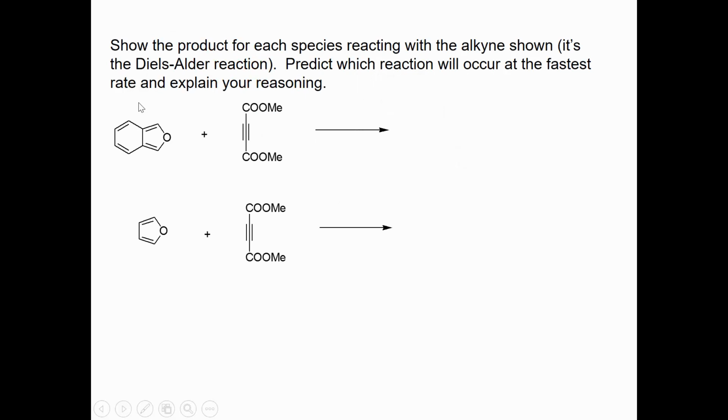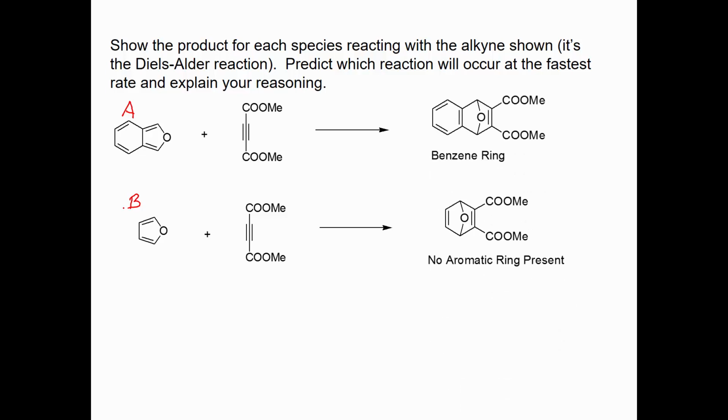Okay, we're now going to show the product from each of these species. This is just a problem where you're asked to predict which reaction is more favorable and why that reaction is going to be more favorable. So we'll call the top reaction A and the bottom reaction B. Here's reaction A, here is reaction B. So let's consider what happens when this undergoes the Diels-Alder reaction. We're going to assume that the Diels-Alder reaction is occurring exclusively at the furan ring and not at the cyclohexadiene ring.